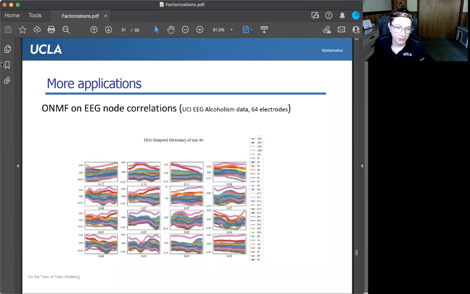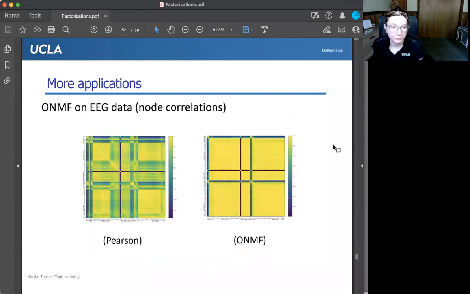And so here I'm just showing some examples of the dictionary items learned. And here we're showing things like correlation. So that's something that's studied in EEG quite a bit, is how each neuron fires together. So here we're just looking at a Pearson correlation of the raw EEG signal. And so you see some very strong negative and positive correlations with some interesting patterns.